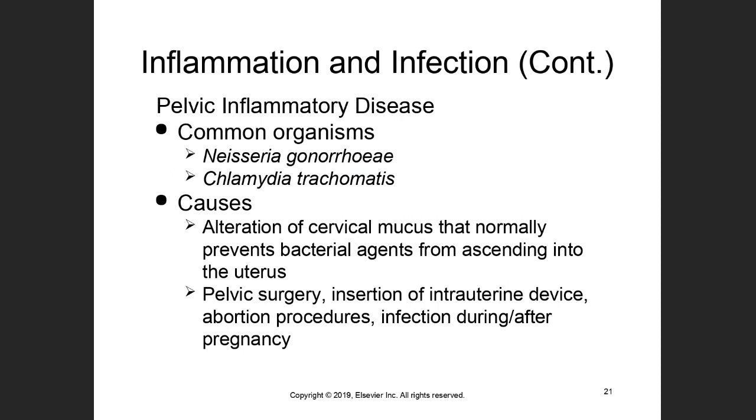Common organisms are Neisseria gonorrhoeae and Chlamydia trachomatis. Okay. Causes: alteration of cervical mucus, pelvic surgery, insertion of an intrauterine device, abortion procedure, and infection during and after pregnancy.